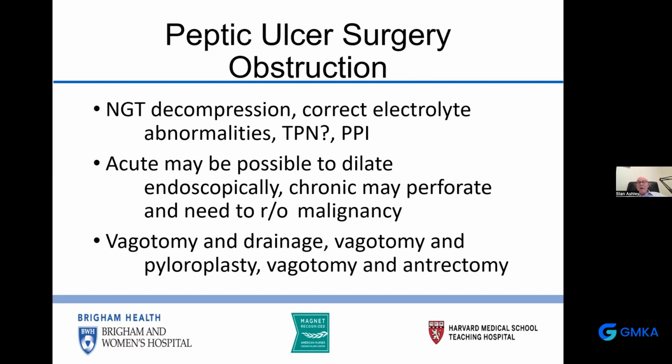We do dilate some of these today. Our gastroenterologists will do that. The results are significantly better when it appears to be an acute ulcer. If it's chronic scarring, much higher chance of perforation. And then the procedures are vagotomy and drainage. If you can do a pyloroplasty, which is unusual, that is one option, but vagotomy and gastrojejunostomy, and vagotomy and antrectomy is kind of the fallback procedure.